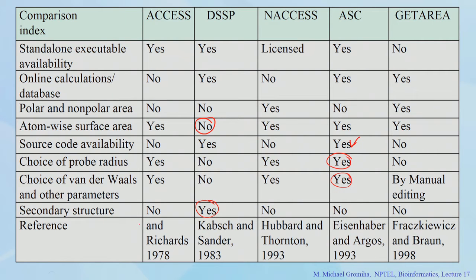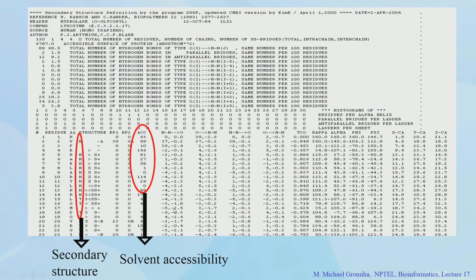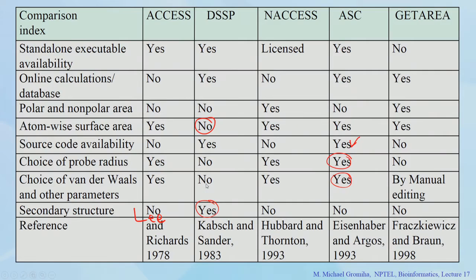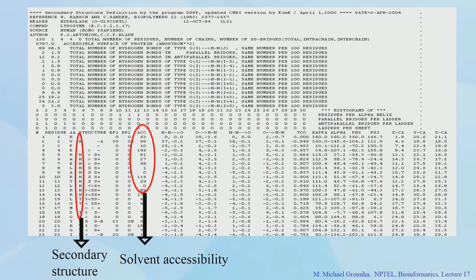This is Lee and Richards. This is the output obtained from DSSP. As an example, I show the output from DSSP. DSSP was developed by the Kabsch and Sander group, and they published it in 1983 in Biopolymers.